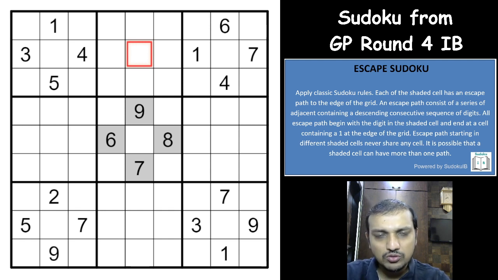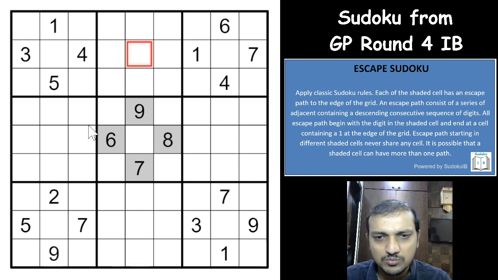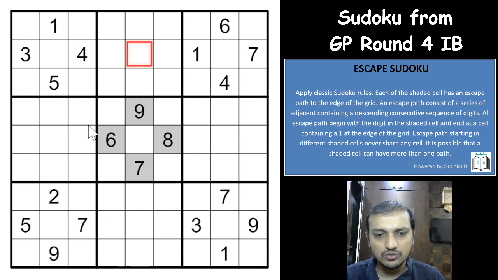Now coming back to this Sudoku, this is taken from the Round 4 instruction booklet, and Round 4 is going to start soon this weekend. I'll add the link in the description below for the contest page. You can give the contest whenever you like within this weekend, so you'll have 2 or 3 days between the start and the end of the contest.